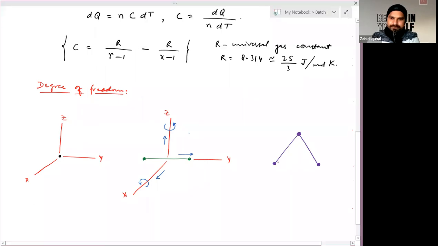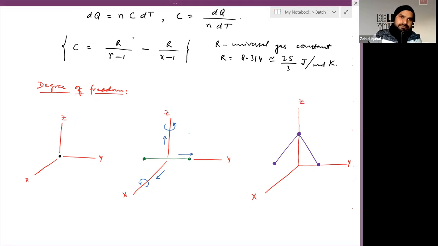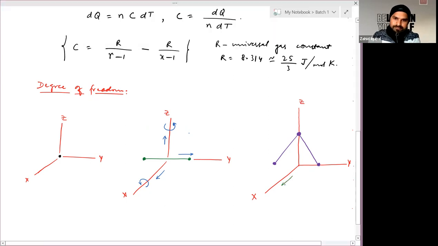So it will have translational motion along this axis, along this axis, and along this axis, X, Y, and Z. Translational motion, and translational motion. It may rotate along this axis, also along this axis, and there will be also rotation possible along this axis also. So it will have 3 translational and 3 rotational motion.